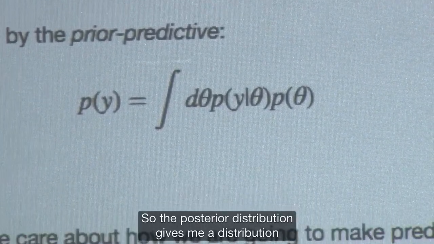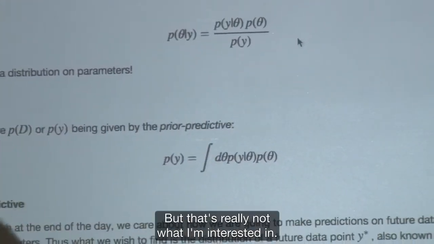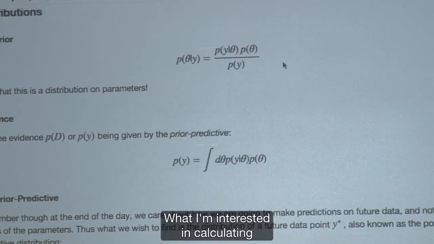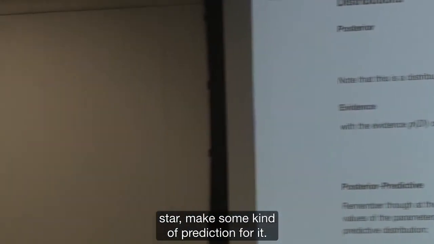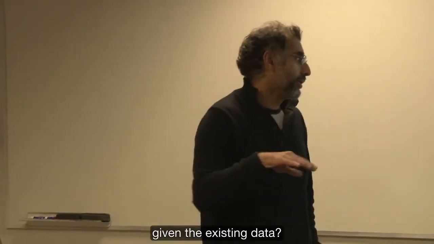So the posterior distribution gives me a distribution on theta, on my parameters. But that's really not what I'm interested in. What I'm interested in is making predictions. I want to make predictions: here's a new data point, y star, make some kind of prediction for it. So what's the probability of this particular data point given the existing data?